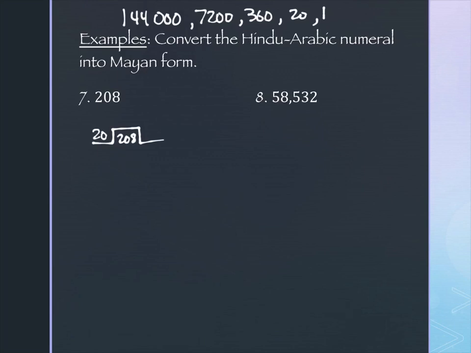10 it is. And then we do the same thing we did before. We multiply, right? So 10 times 20 is 200. And when I subtract, I get 8. And what will I divide by next? 1. 1 goes into 8. 8 times 1 is 8, giving me a remainder of 0.